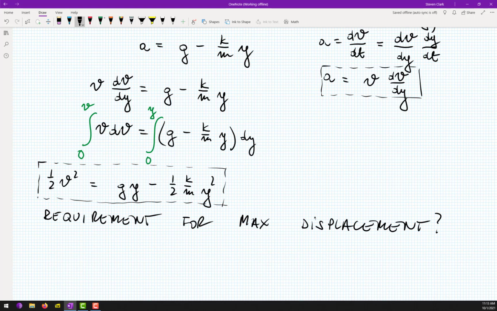Anybody? What is the requirement for maximum displacement? Brian? The net force will be 0. But in here we don't have any more forces anymore. Velocity will be 0, exactly.